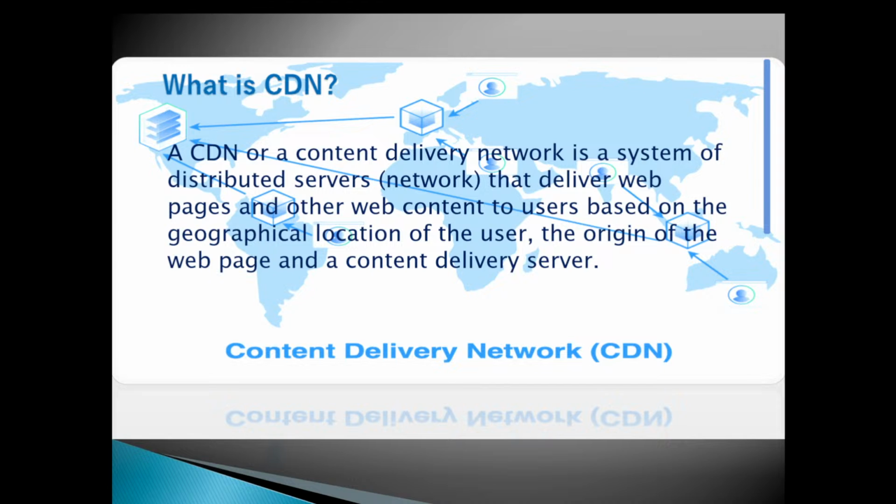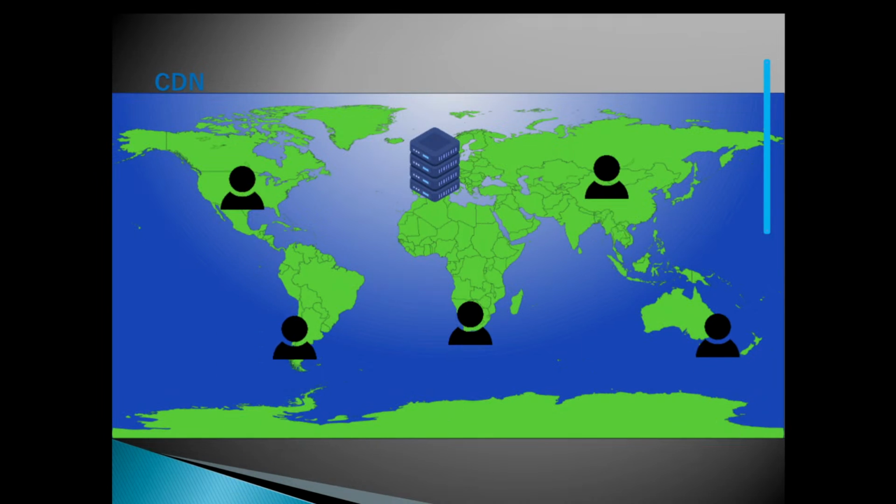CDN, a content delivery network, is a system of distributed servers that deliver website pages or other web content to users in a geographical location which is far from the original website, and there will be a content delivery server in between. Okay, this is the concept. So how does this concept work?